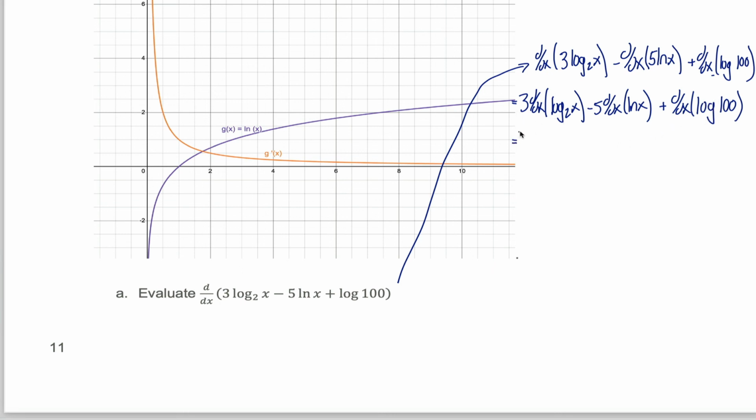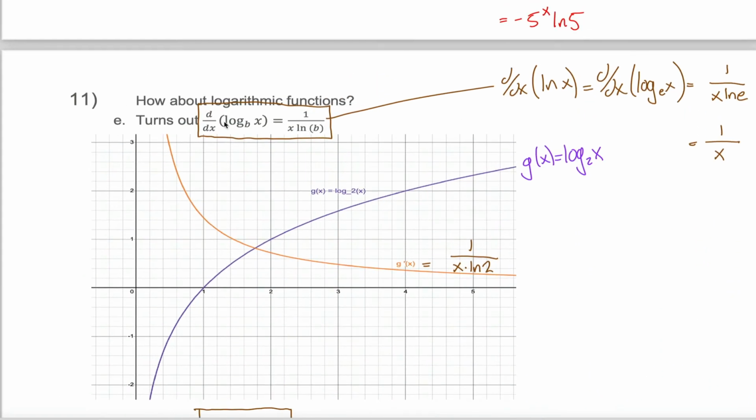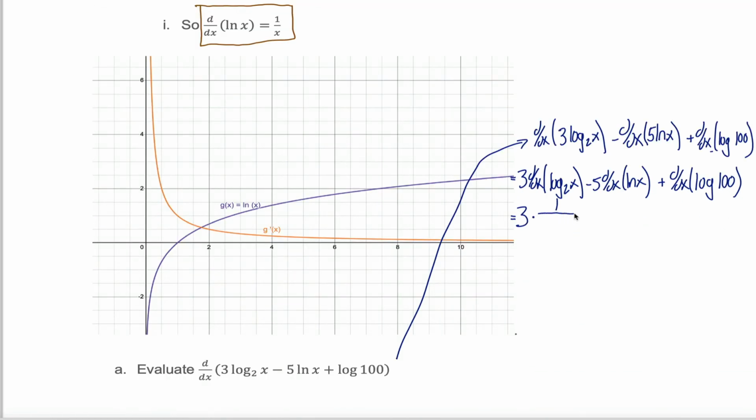Over here, I've got 3 times the derivative of the log base 2 of x. So if you use this formula up here, you know that the derivative of the log base 2 of x is 1 divided by x times the natural log of 2. So I get 3 times 1 divided by x times the natural log of 2. From this term, I still have the negative 5, and then I have to multiply that by the derivative of the natural log of x. And the derivative of natural log of x, because natural log is log base e, is 1 divided by x times the natural log of e, or just 1 divided by x.